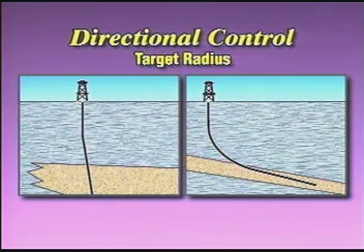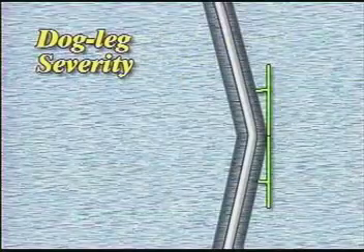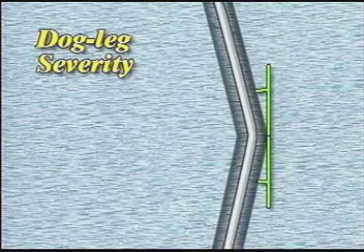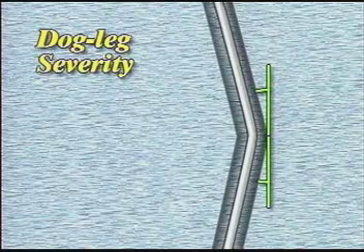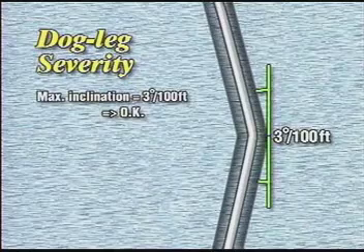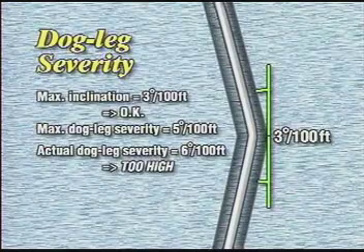The degree of control is much less critical for a relatively thick, homogeneous interval than it would be for a thin, steeply dipping zone. Dogleg severity limits are based on drill string operating specs, completion considerations, and other factors. Note that it's possible to run into problems even when the departure from vertical is within an acceptable range. Here, even though the inclination is within its assigned limit of 3 degrees per 100 feet, the dogleg severity is too high. This illustrates the importance of measuring both inclination and direction, even on vertical wells.